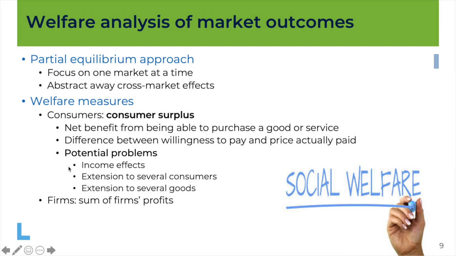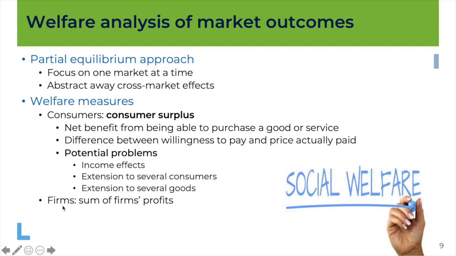There are problems that you may have heard about in microeconomics. We will abstract these problems away. There are problems about income effects, problems when you want to extend this concept to several consumers or to several goods. We just leave these problems aside. They're not that important for the kind of analysis that we will make, so we will just use the consumer surplus as a fair approximation of the well-being of the consumers on the market.